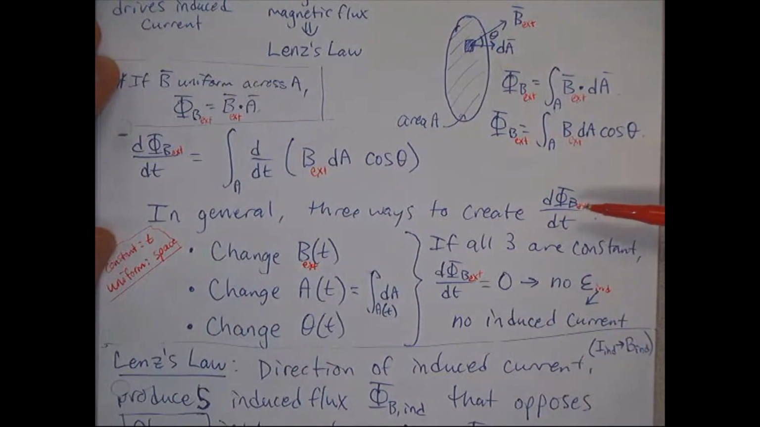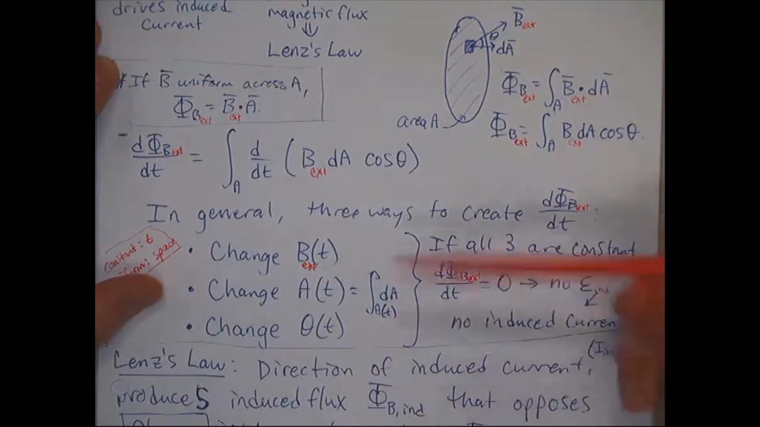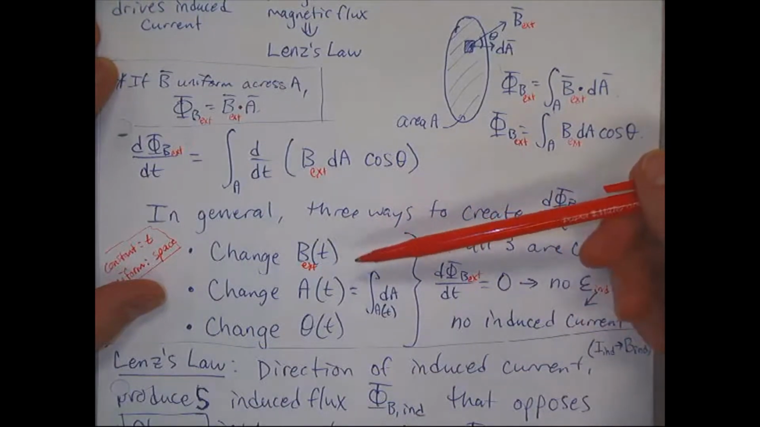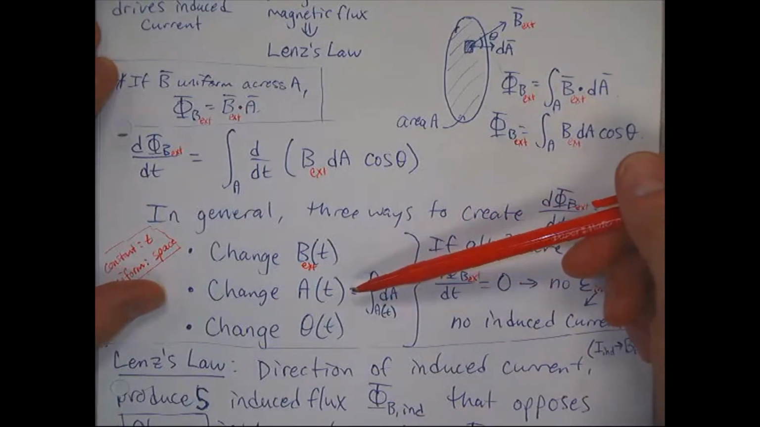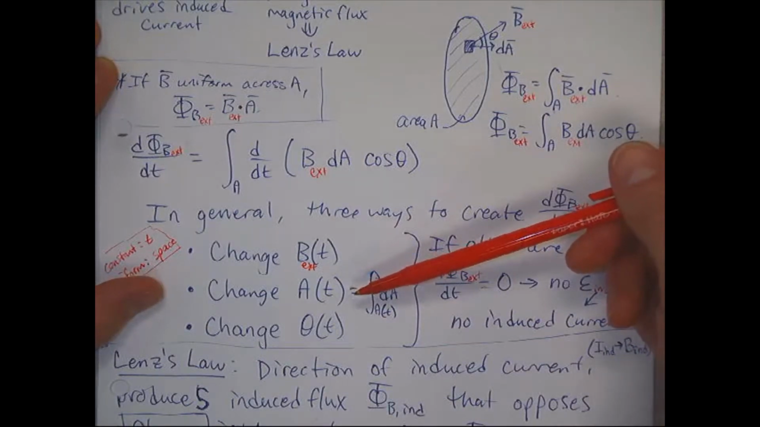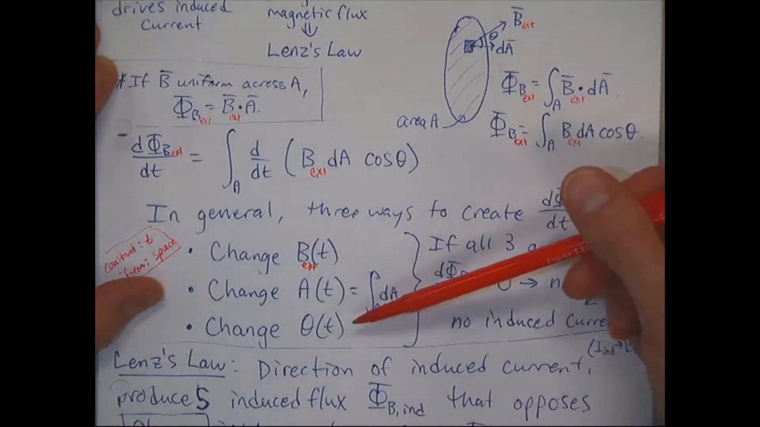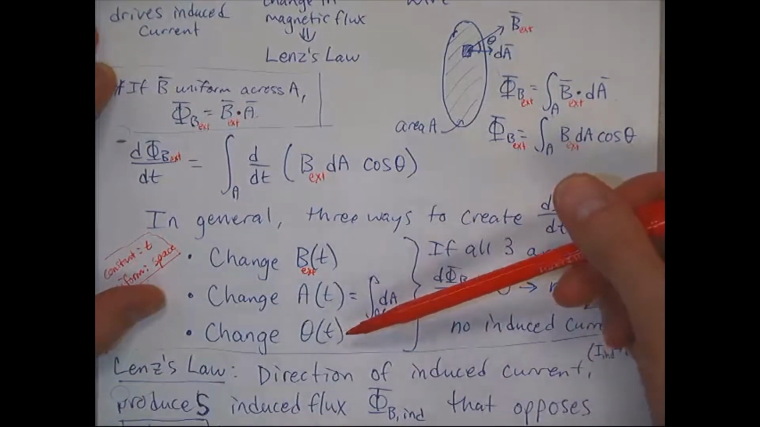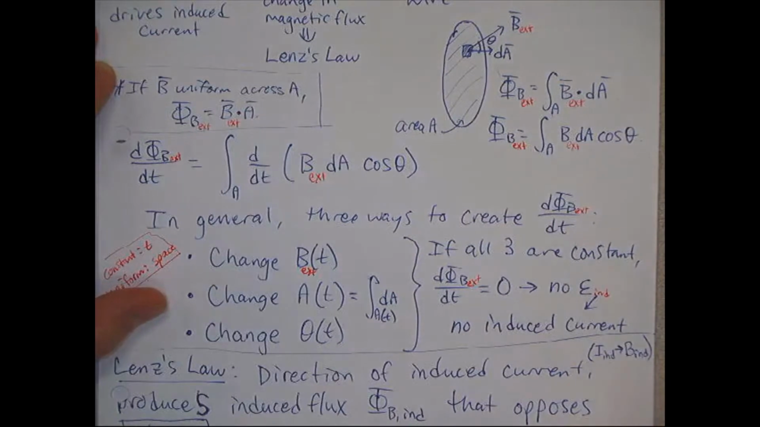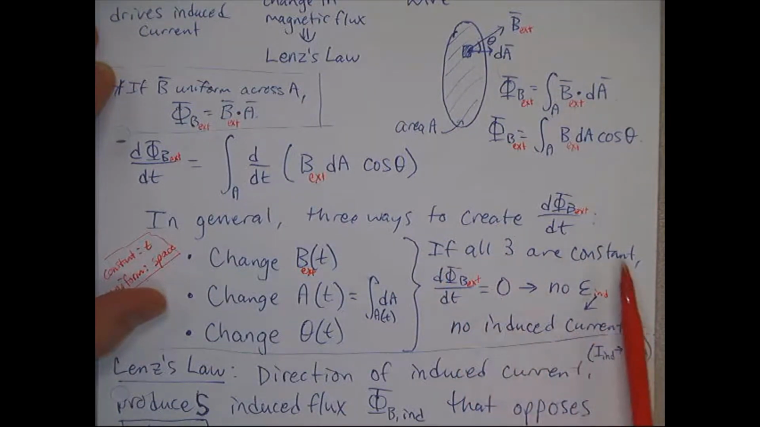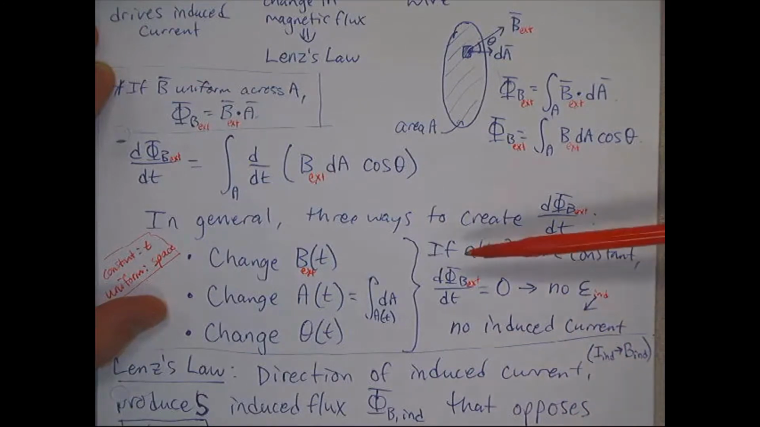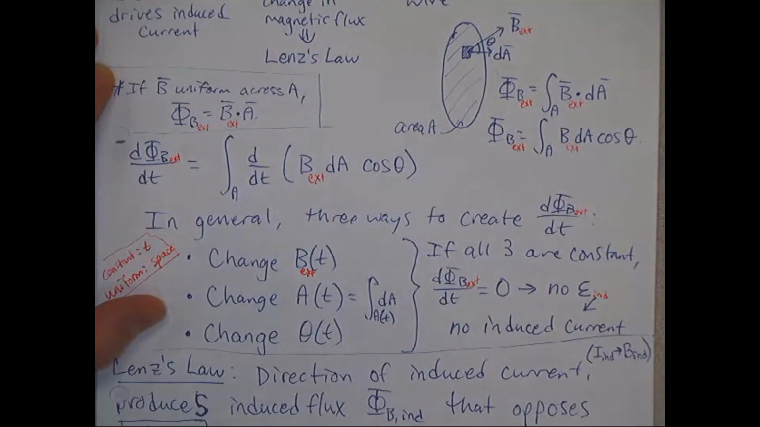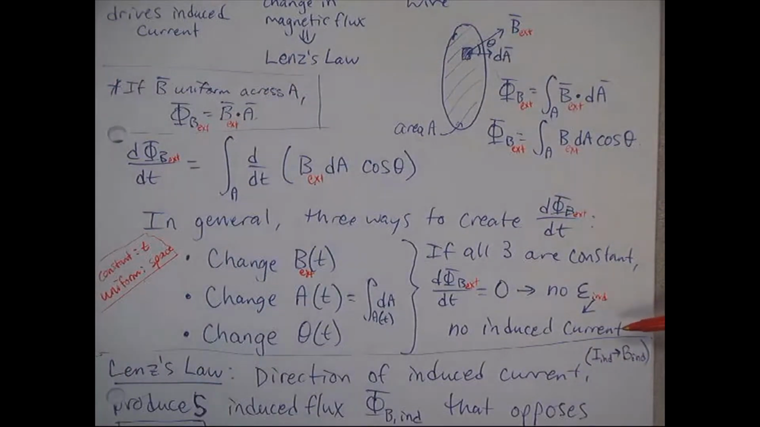In order to change magnetic flux in time, you could change the B field magnitude with time. You could change the area that you're integrating over with time, or you could change the angle, the orientation between the B field and the area vector. If all three of these things are constant in time, your time derivative of the flux will be zero. There will be no induced EMF, and there will be no induced current in any sort of loops of wire that are exposed to that magnetic flux.